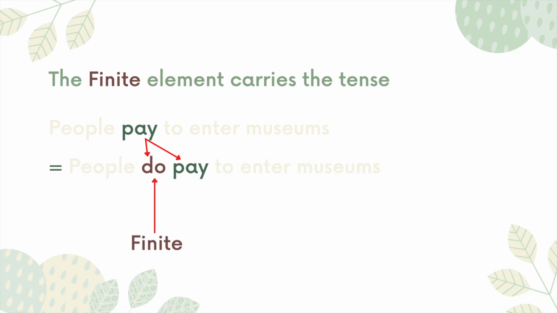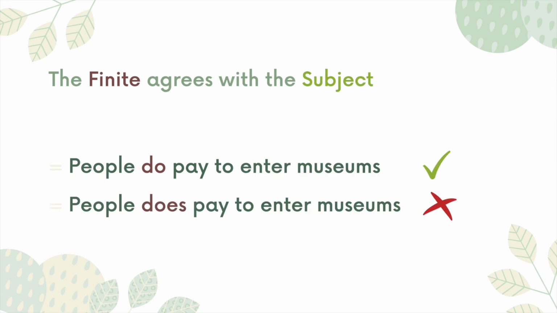You can see that hidden within the verb pay is the finite element do. And this finite element, the word do, is what tells us that it's a present tense verb. Of course, we have to use do and not does in this case, because does only agrees with singular nouns. The subject of the sentence is the plural noun people, so only the finite element do is correct.